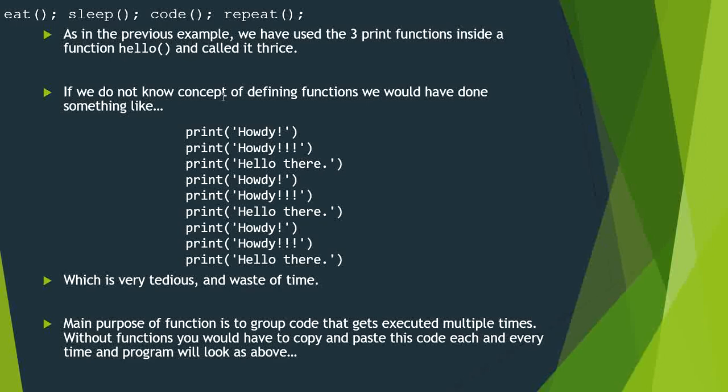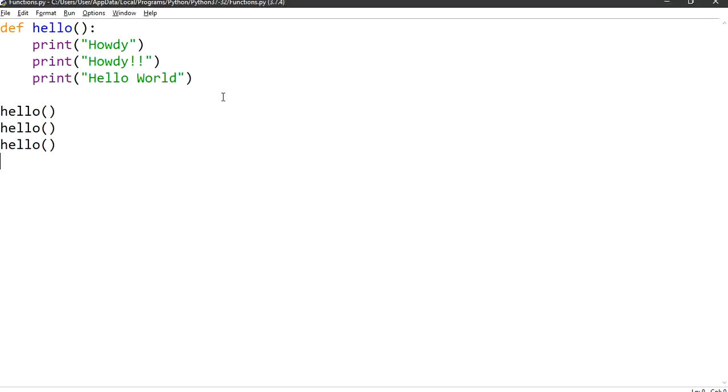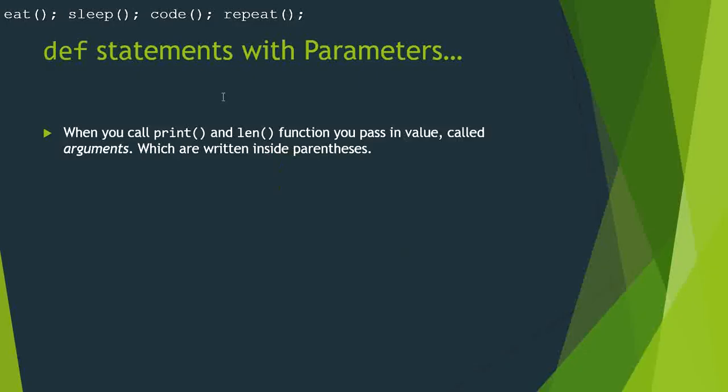Like, function is the thing that makes our code shorter. Moving forward, what I have used over here is the def statement. The def statement is with some parameters, or let's say with the function name. So when you call the print and len functions, you pass in a value.